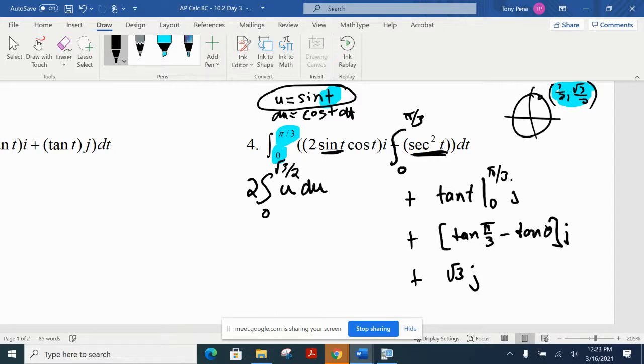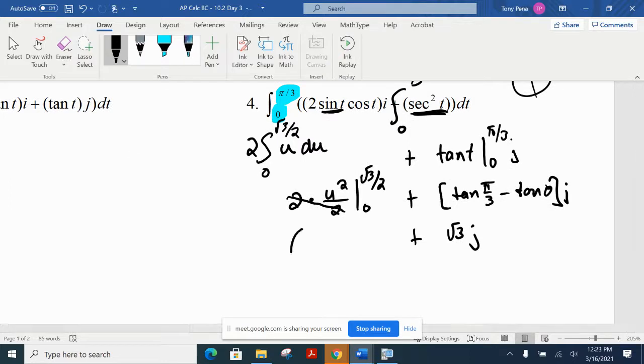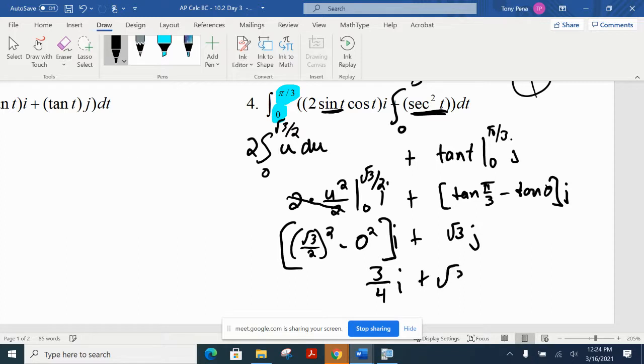And then we just want to now do the antiderivative, upper limit, lower limit, all that fun stuff. So we do 2, antiderivative is u squared over 2 from 0 to root 3 over 2. The 2's then obviously cancel. Plug in your upper limit, so root 3 over 2 squared minus the 0 squared. Forgetting my I also, sorry. And what's that give us? 3/4. So we would get 3/4 I plus root 3j, and then that's pretty much it.